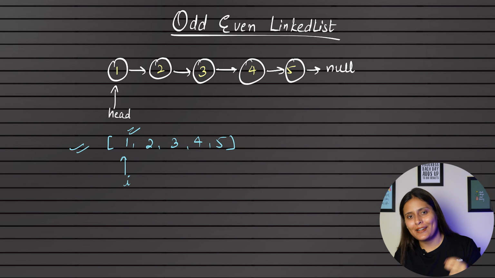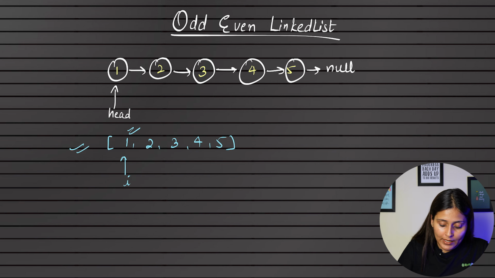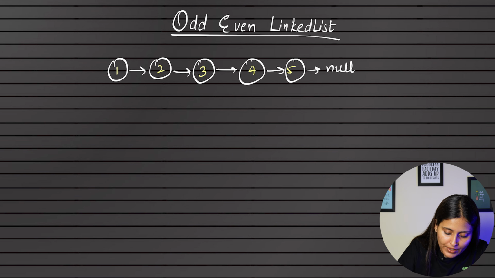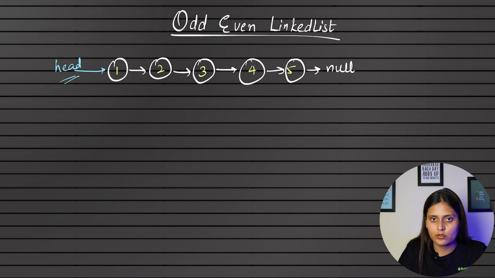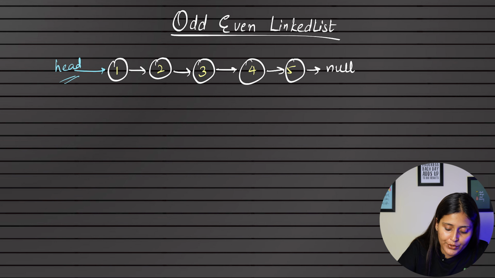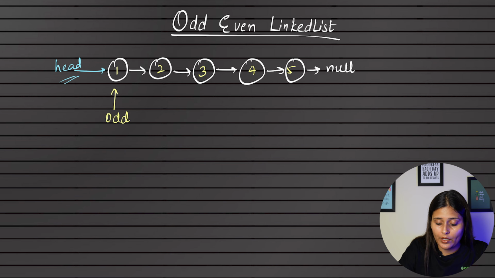Can we think of a better approach here? But how? Okay. So we know that we cannot touch head, correct? Otherwise we will lose the whole linked list itself. So we always prefer to make different aliases. Let's say current 1, or we have to consider this odd, right? So let's name it odd. Okay, this is odd.